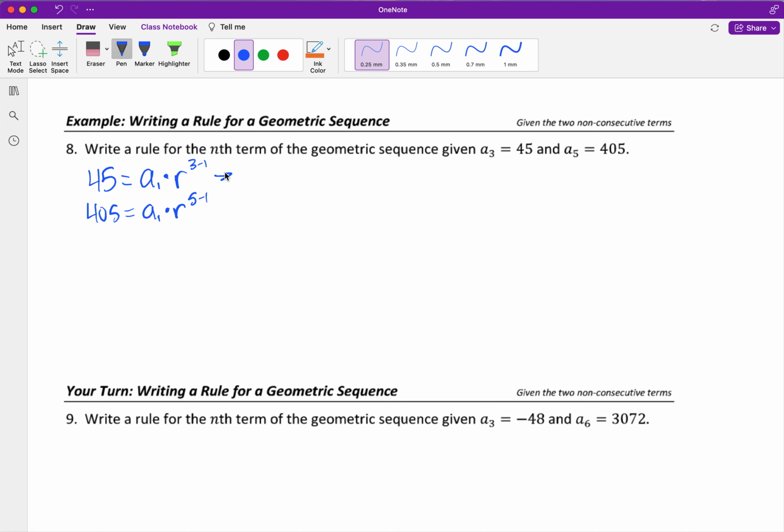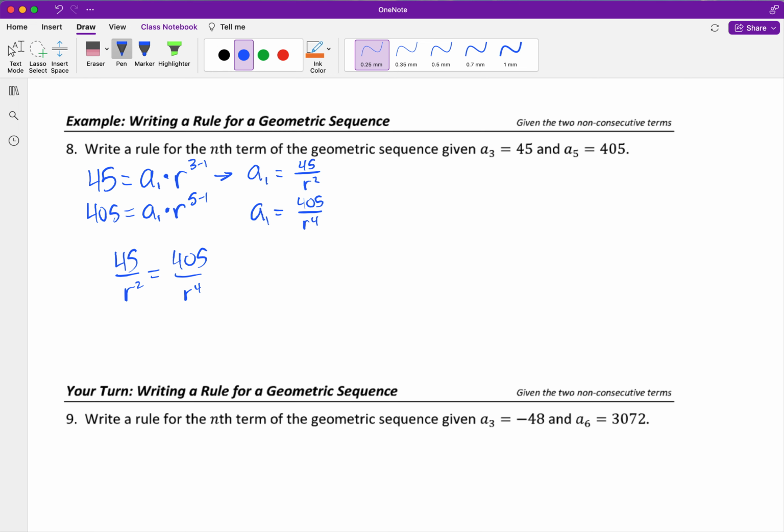So what I'm going to do now is solve these for a1. To do that, I'm going to divide by r to the power. So I'm going to get 45 divided by r squared, and I'm just simplifying as I go. And then I'm going to get 405 divided by r to the 4th. And now I know that a1 has to be the same in both of these, which means that the 45 over r squared has to equal the 405 over r to the 4th because a1 has to equal a1. And now I have an equation with just one unknown.